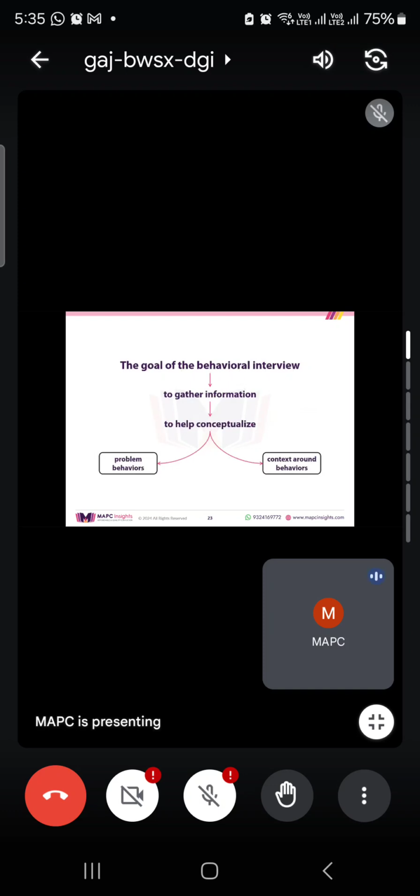The goal of the behavioral interview is to gather information and to help conceptualize the problem behavior and the context around the behavior. What is a problem? Where is the problem in the behavior, the context around that behavior, the responsible factors for that behavior, the reason for that behavior. Obviously, the behavior will be negative. That's why the person is sitting in front of a psychologist.